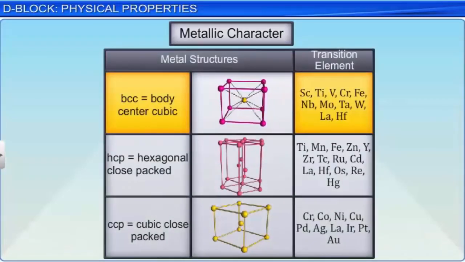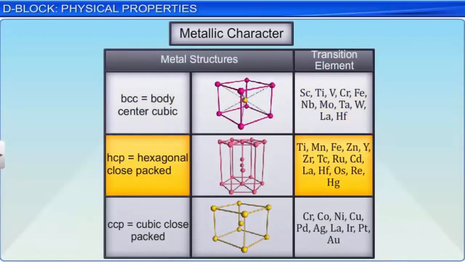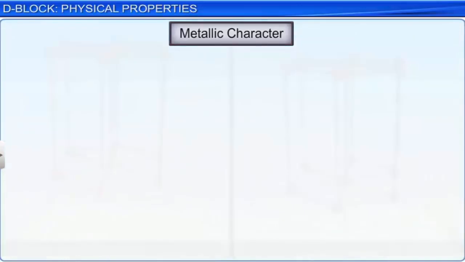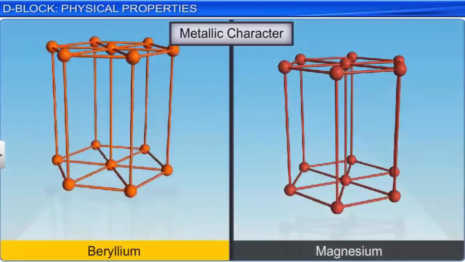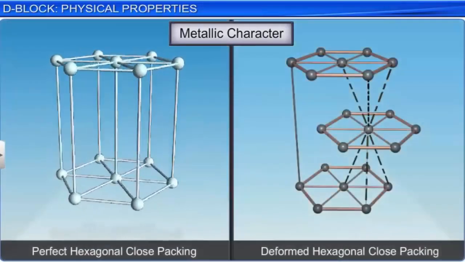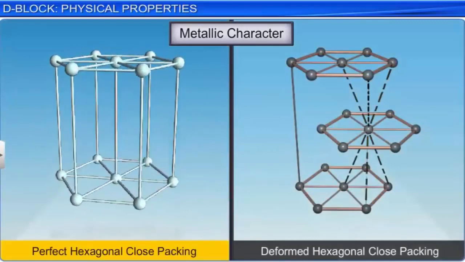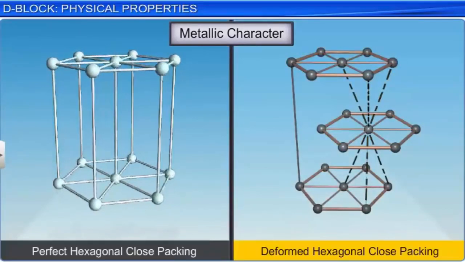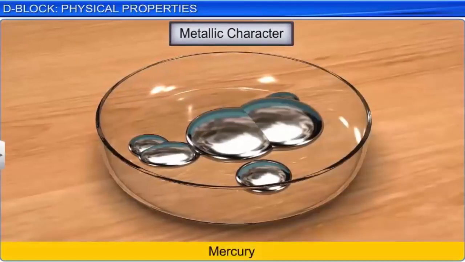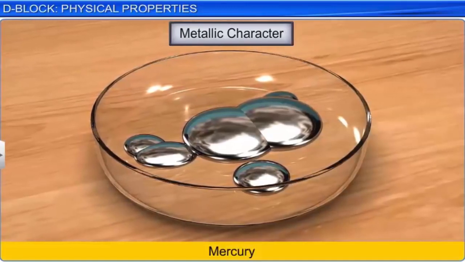They have one or more typical metal lattice structures as shown in the table here. Like beryllium and magnesium, with which they are isostructural, their structures deviate from perfect hexagonal close packing by elongation along the six-fold axis. Mercury is a shiny liquid at ordinary temperature.